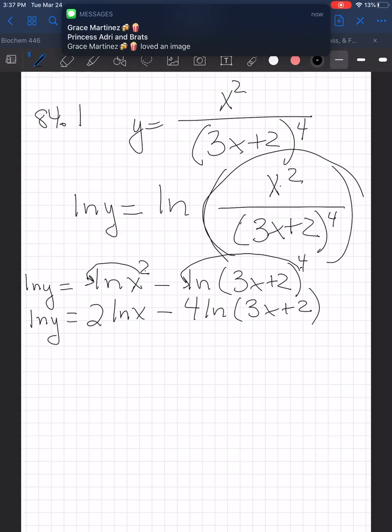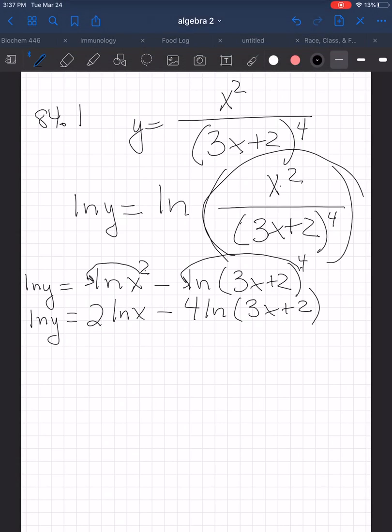Now let's take the derivative of this. So the derivative of ln of y is 1 over y dy equals 2 times the derivative of ln of x, which would be 2 over x, and since it's with respect to x, it's dx. Then minus 4 times the derivative of this, so be careful.